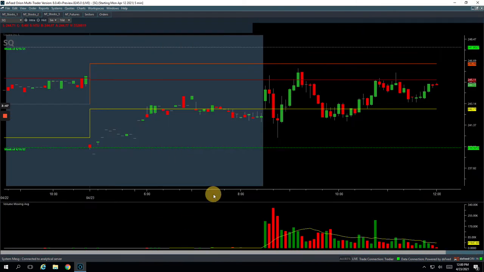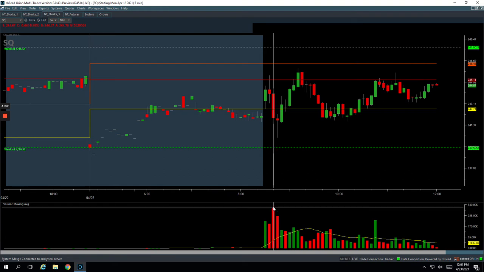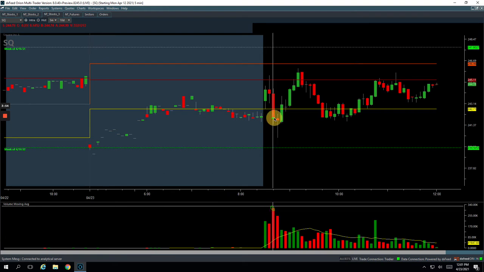Don't trade Square too much, but it had a nice little volume spike on the downside. When it bounced up here, this bar ended down here, but it actually bounced up to about right there. And that's where we got short. And this thing just started to flush.